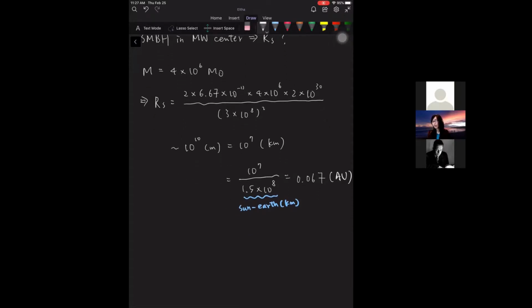So this means that, okay, let's calculate the required resolution, in angular resolution.